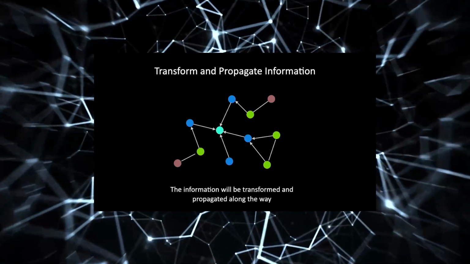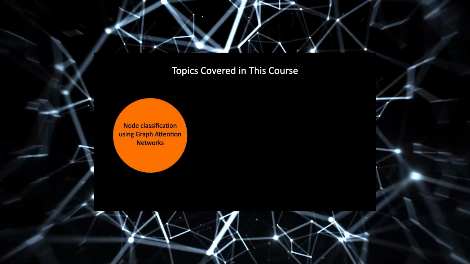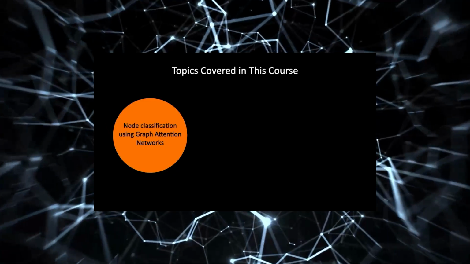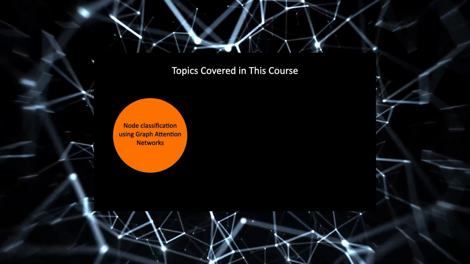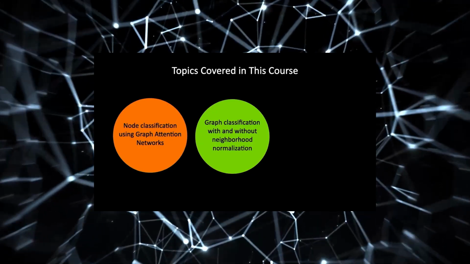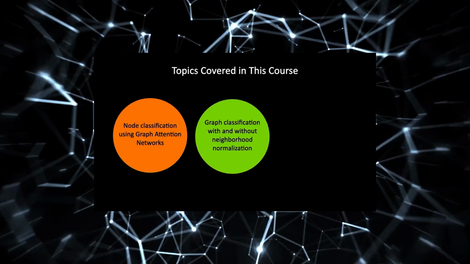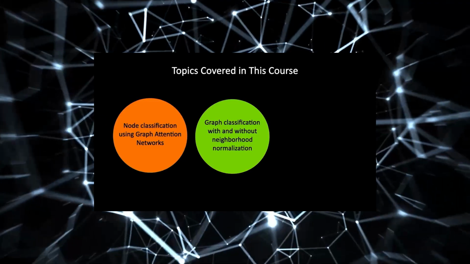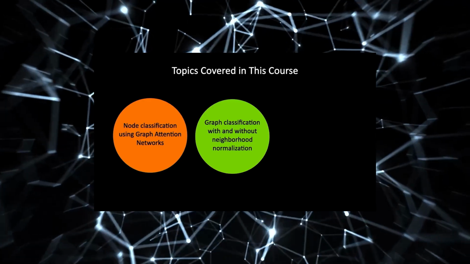In the next topic, we'll perform graph classification with and without neighborhood normalization. Neighborhood normalization adjusts the influence of each node's neighbors based on their degrees, leading to more balanced and effective aggregation of features across nodes. However, applying neighborhood normalization can decrease the expressivity of GNNs in distinguishing certain graph structures, and it may be possible to improve the performance of graph classification by eliminating neighborhood normalization and using skip connections.